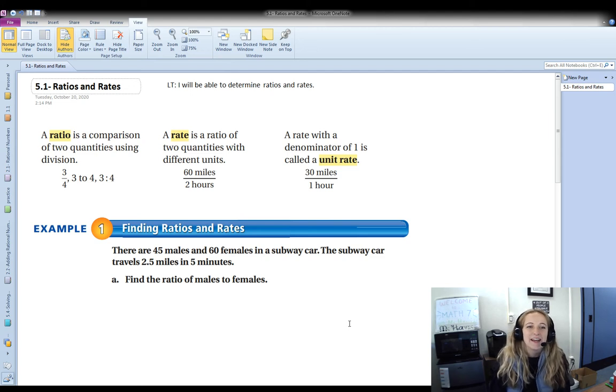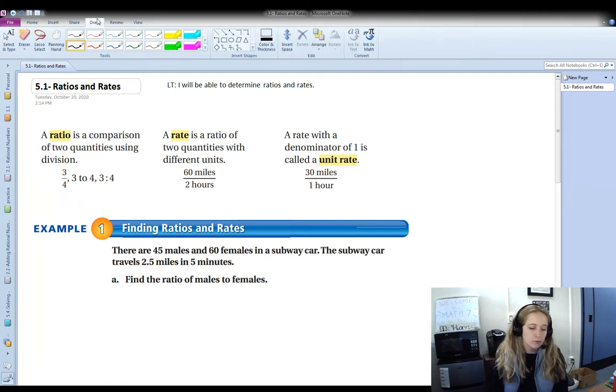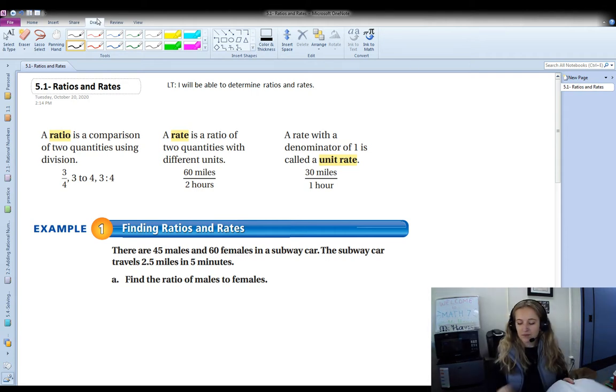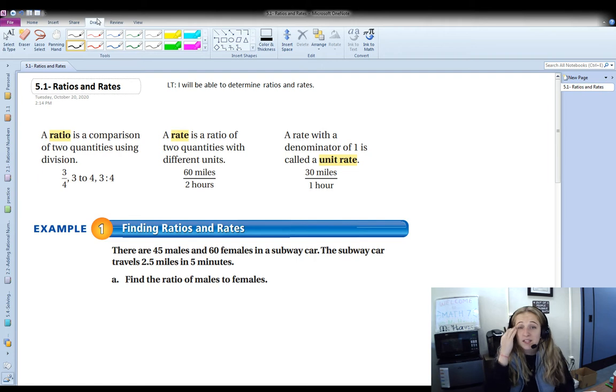Hi, everybody. Today we are starting chapter 5, and the first section of chapter 5 is going to be ratios and rates. Before we begin, I just want to make sure everybody has their math composition notebook out, has a writing utensil, and is ready to write down everything that's on my screen as I go through this video.